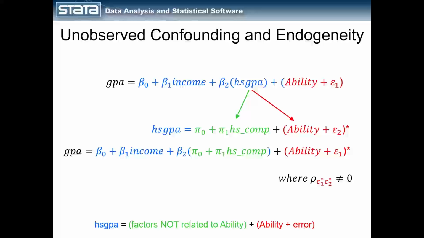Okay, here's what I'm going to do, and this is kind of a mathematical leap if you're not familiar with this. This green part of the model here is the expected value of high school competitiveness, right?